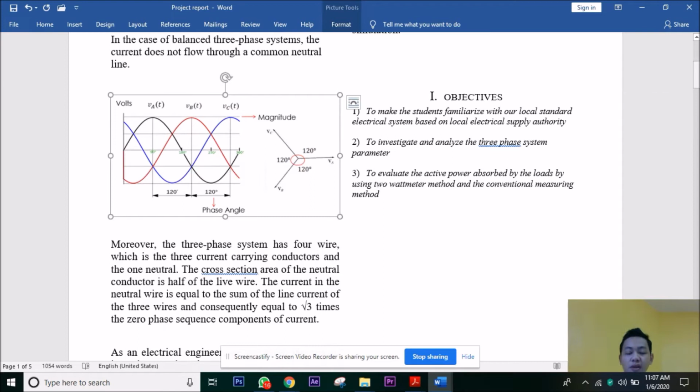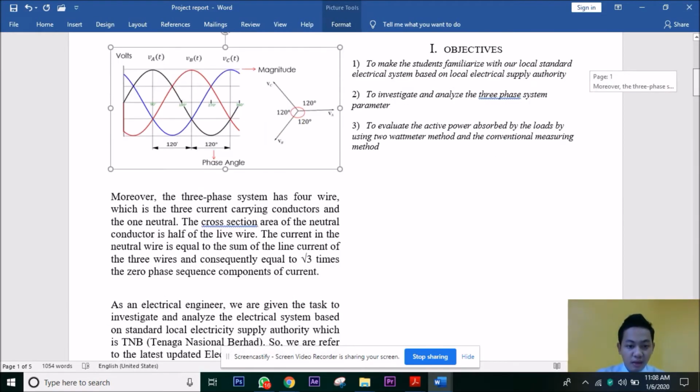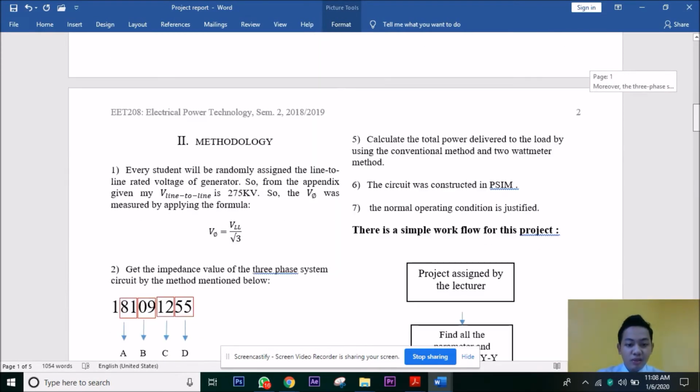Okay, the objective of this project is to make the students familiarize with our local standard electrical based on the electrical supply authority, to investigate and analyze the three-phase system parameters, and to evaluate the active power absorbed by the loads by using the two-wattmeter method and the conventional measuring method. Okay, and then we go to the methodology.